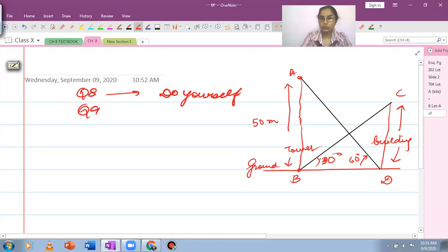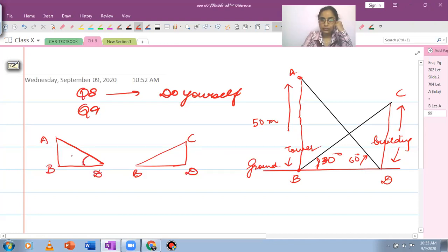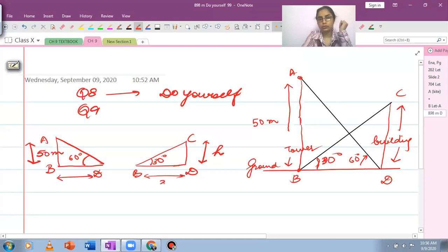How would you solve this question? You have two triangles being formed. The angle for this is 60 degrees. Over here it's 30 degrees. This is the building, and we do not know how tall it is. You can take it as H. This is the tower, which can be taken as 50 meters because it is given. The base is common. You can work with the name only or you can just refer to it as X.